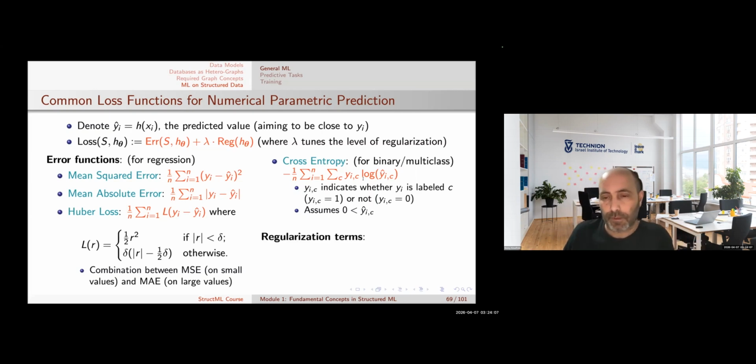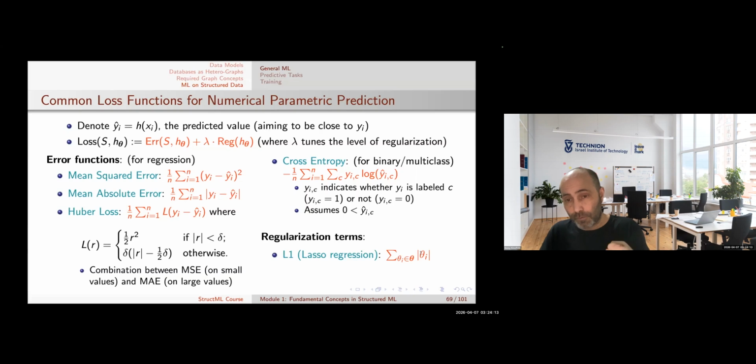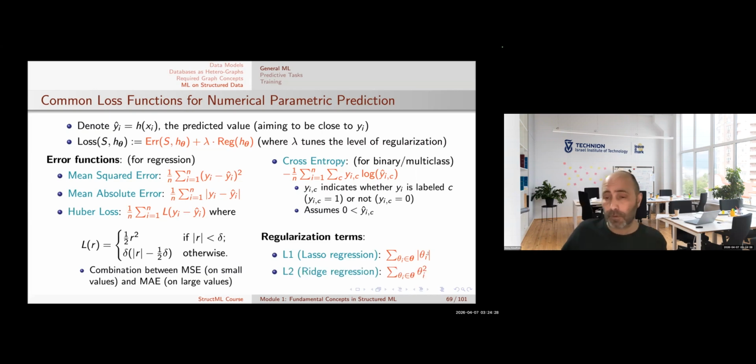Okay, examples of regularizations: there is lasso regression, where we basically penalize for weights that are too large. So we simply sum up the weights taken in absolute values. Okay. And ridge regression, where we take the squares of the weights. Okay, same idea.